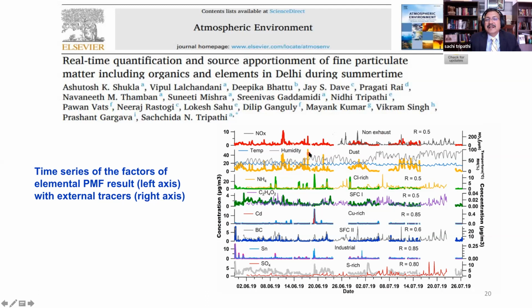Now we can have very clear information about dust. Likewise, there is a chlorine-rich source. Then you can get an industrial source very clearly carved out. Then you can get sulfur-rich, which could be either from spurious burning of coal or from a coal power plant. That can certainly be ascertained by looking into some other types of metals which bring important fingerprints of these sources.